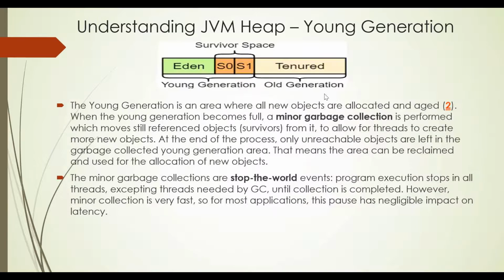This slide explains how the heap is segregated into two different areas: young generation and old generation. Young generation contains your Eden space and survivor space, and old generation, we all know, is the tenured space. Eden space in some of the JVMs is also called the nursery space. So what is the Eden space? We all know that when new objects are created, they get created in the Eden space.